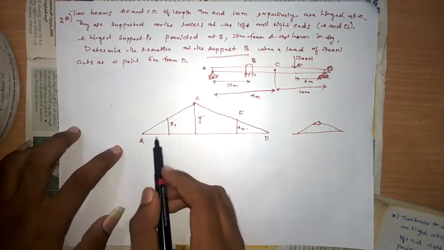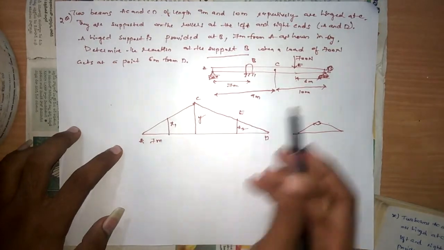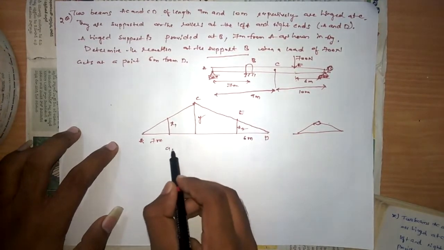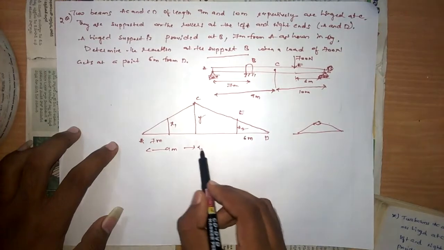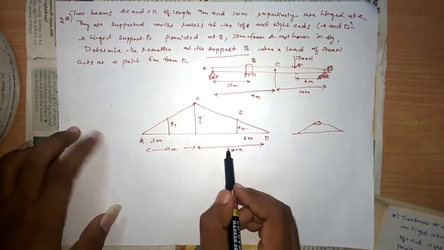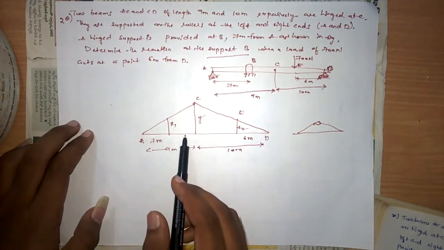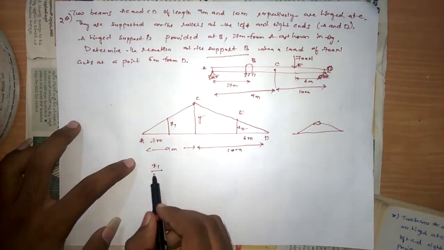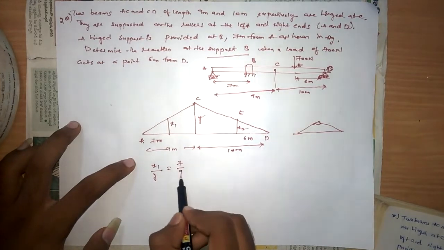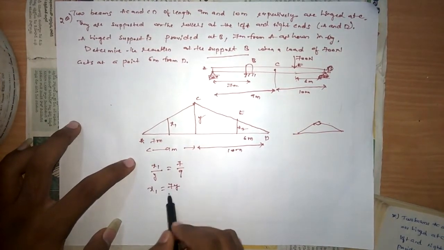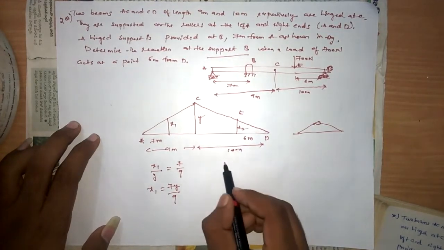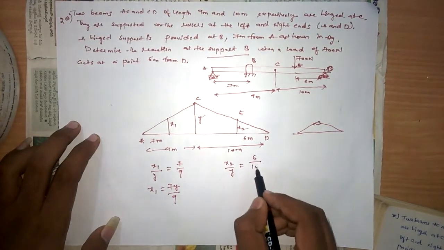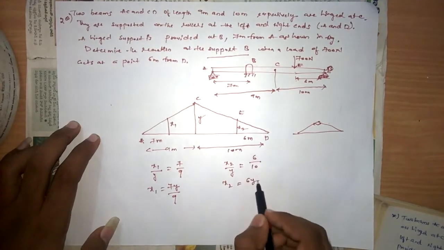Now, B is at a distance of 7 meters from support A and the load is at a distance of 6 meters from support D, with total lengths of 9 meters and 10 meters. From the properties of similar triangles, we can say that x1 by y equals 7 by 9, that is x1 equals 7y by 9. Similarly, x2 by y equals 6 by 10. Therefore, x2 equals 6y by 10.